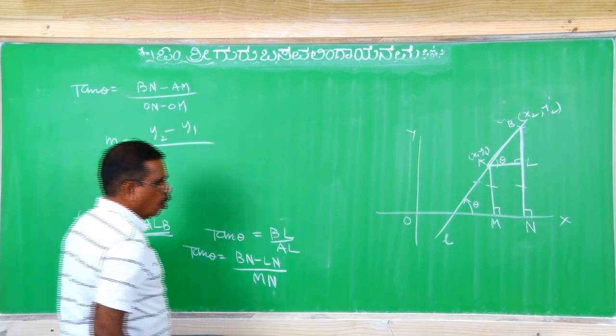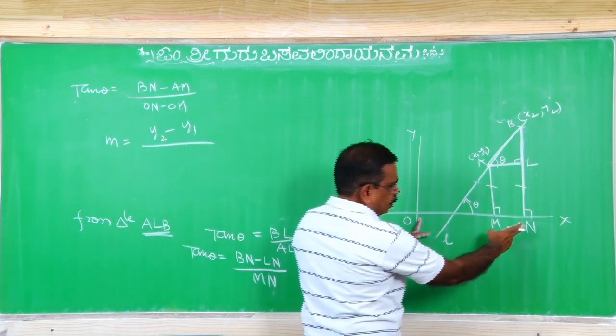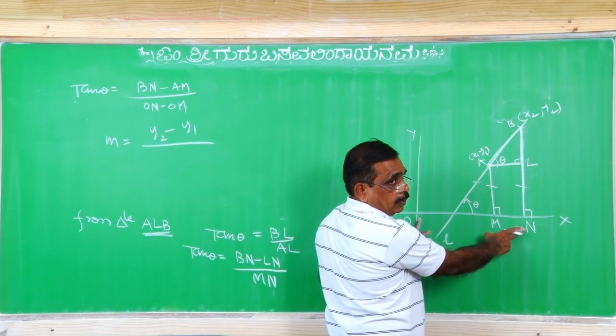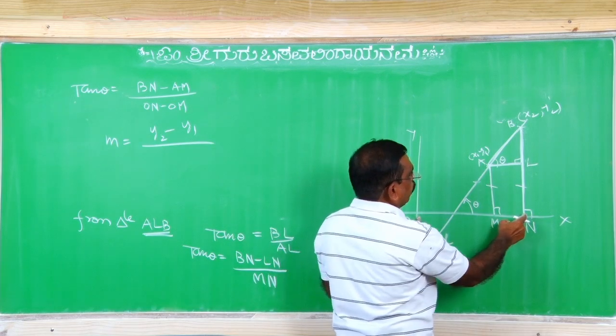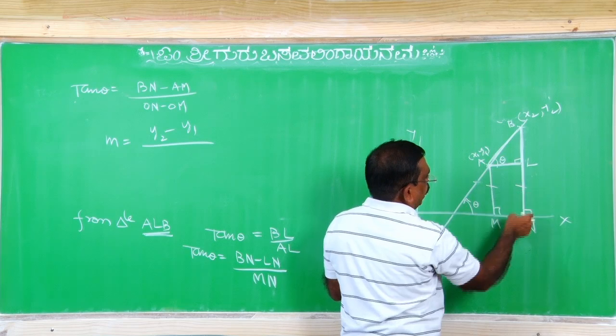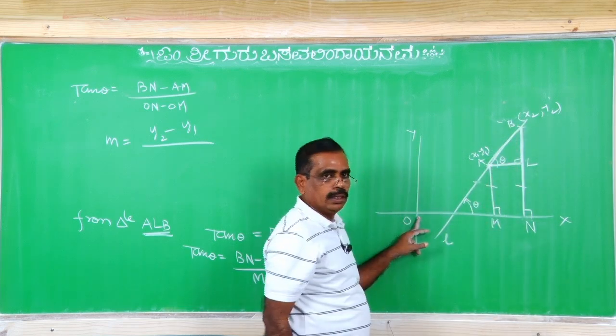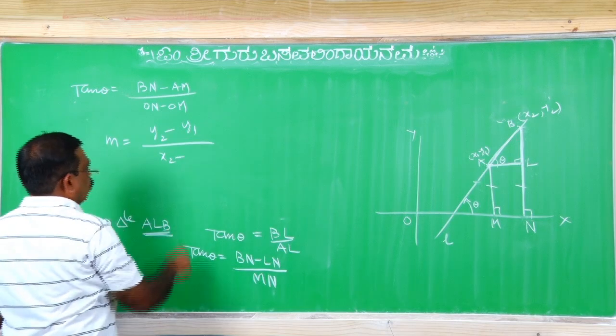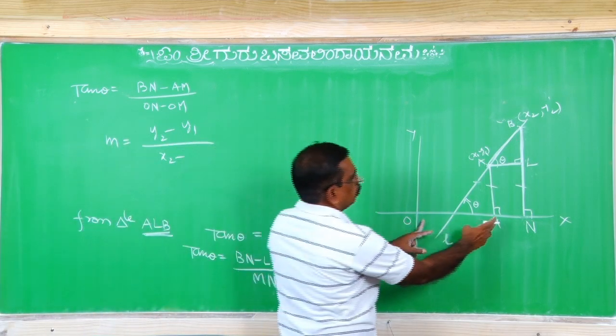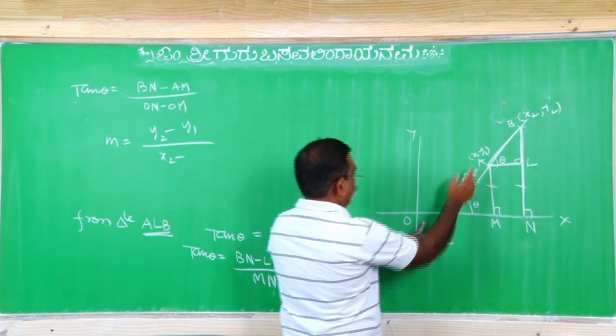Next, ON. This is what distance? Horizontal distance. ON is the horizontal distance from here to here. In this manner you can check. What is the x coordinate? x2. What is OM? x1.